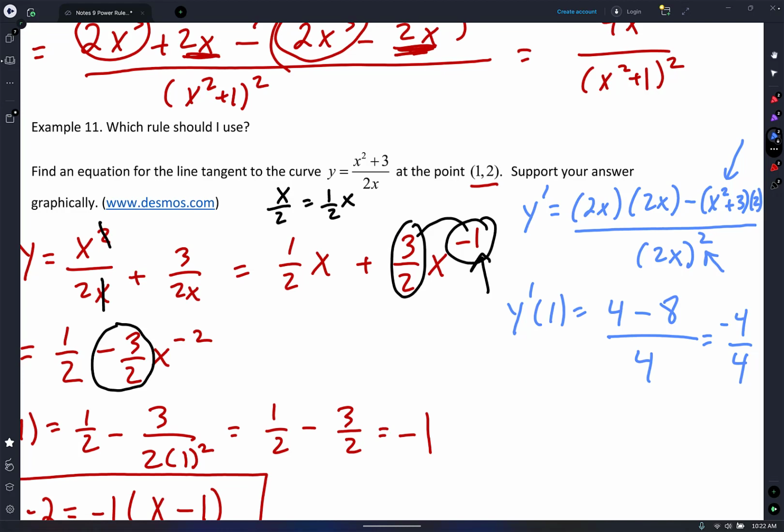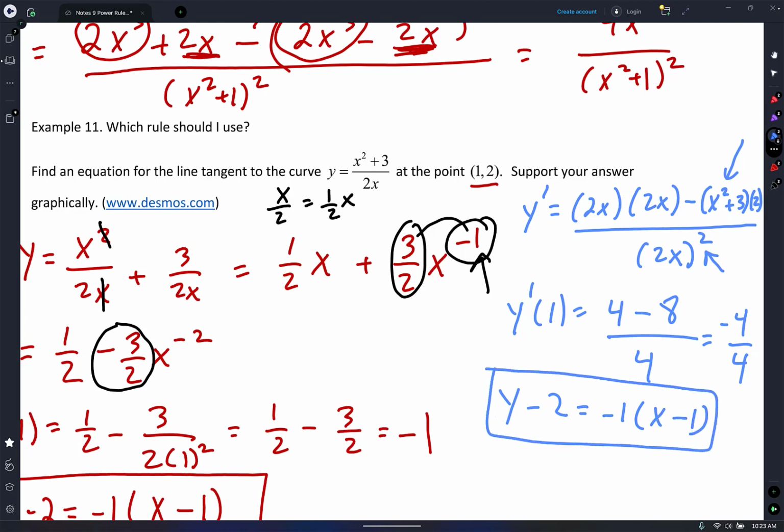That's a slope at 1. So here's my tangent line: y minus 2 equals negative 1 times parenthesis x minus 1. Oh, so you just did it in wait. Yeah, yes.